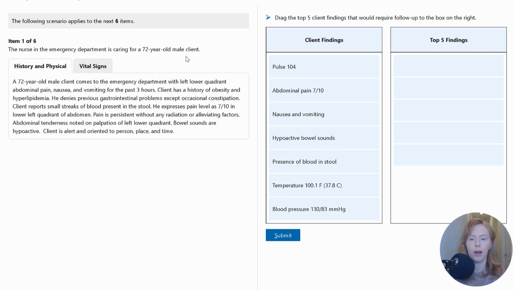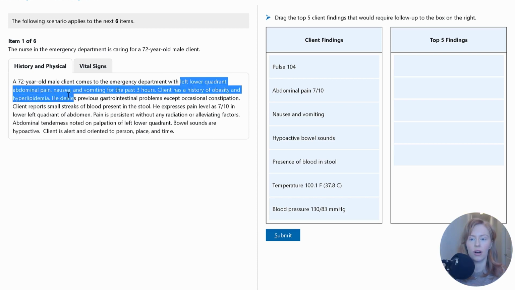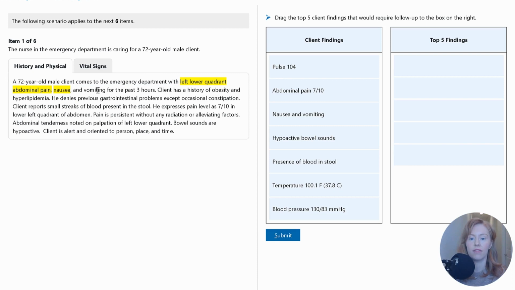The nurse in the emergency department is caring for a 72-year-old male client. A 72-year-old male client comes to the emergency department with left lower quadrant abdominal pain, nausea, and vomiting for the past 3 hours. He has a history of obesity and hyperlipidemia. He denies previous gastrointestinal problems except occasional constipation. He reports small streaks of blood present in the stool. He expresses pain level as 7 out of 10 in the left lower quadrant of his abdomen. The pain is persistent without any radiation or alleviating factors.